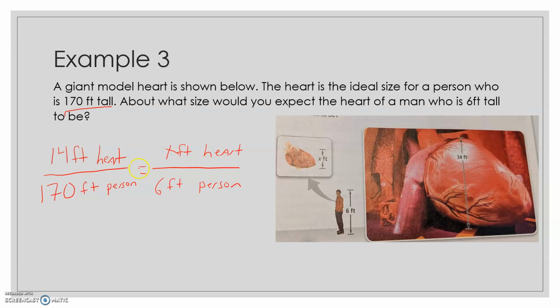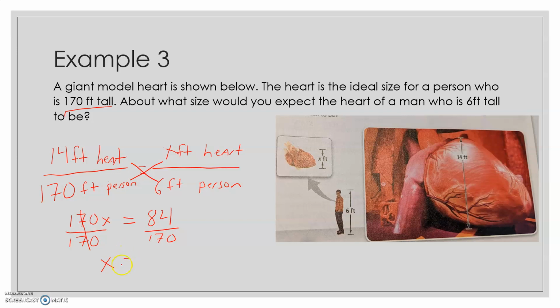And then how do we solve proportions? We cross multiply. So 170 times X is 170X. 6 times 14 gives us 84. And then we're getting the variable by itself. And so we're going to divide by 170 since it's 170 times X right now. What we do to one side, we do to the other. 170 divided by 170 gives us 1x, or just x.